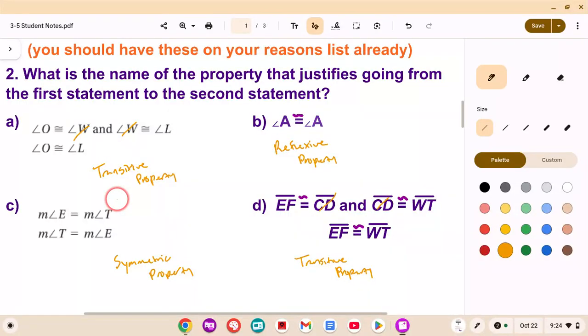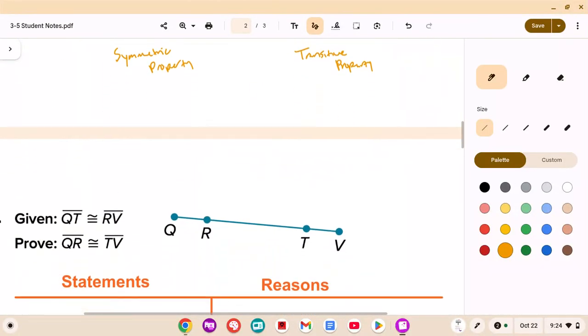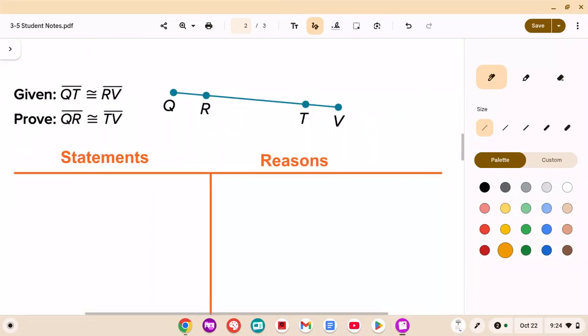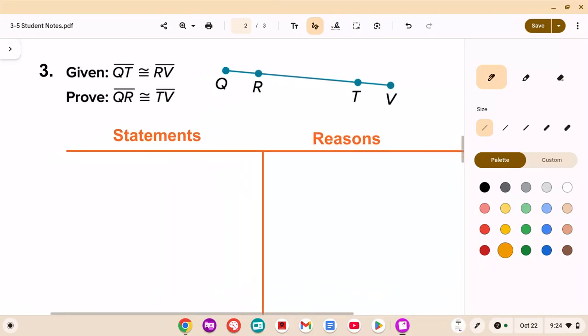All right, let's see what's on the next page here. We're going to check out a proof here that doesn't involve algebra necessarily. So remember when you start a proof, you always start with the given. So we'll copy that down. QT is congruent to RV. And the reason here is given.